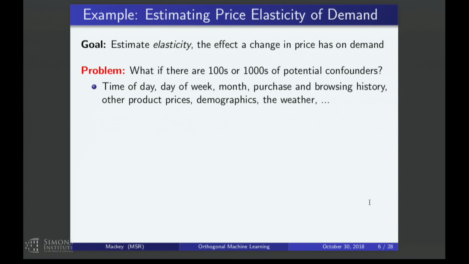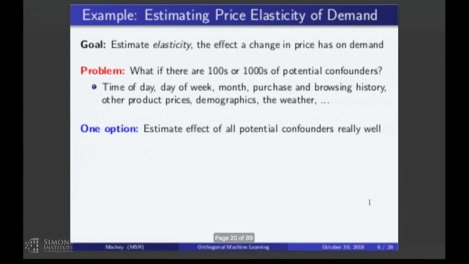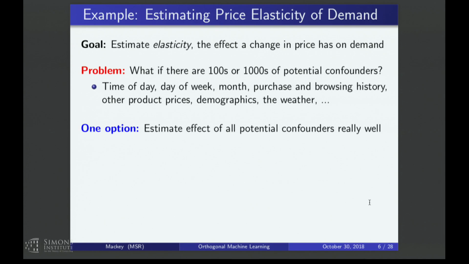This is the question that Vasilis was posing to me. This is why this example came up. So how do we deal with all of those things simultaneously? Well, okay, here's one option, what you might call the classical option. We could estimate the effect of all of the potential confounders really well.